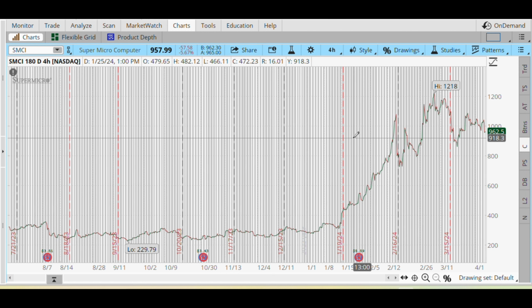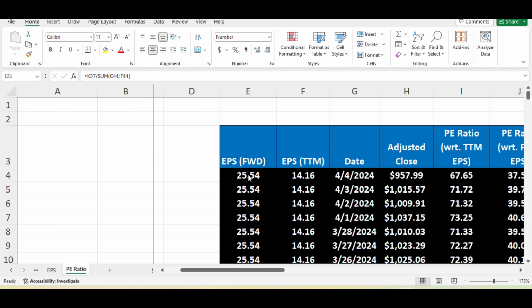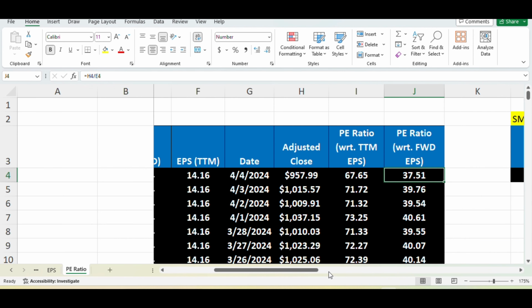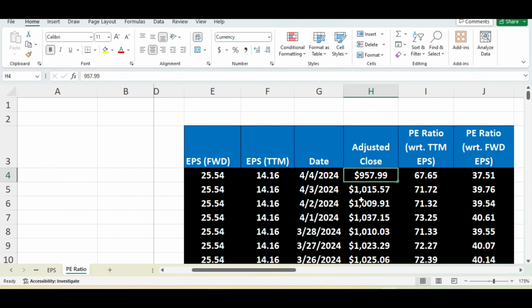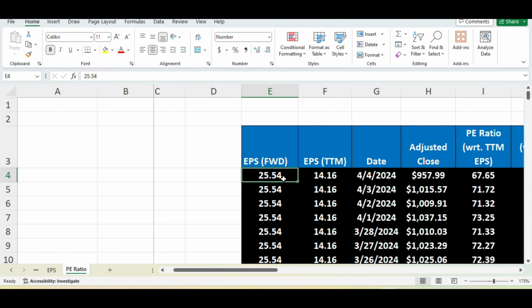Now, let's try to make an assessment of how high SMCI can go before the next earnings. You see this table? I have the EPS forward, EPS trailing 12 months, PE ratio with respect to trailing 12 months EPS, PE ratio with respect to forward EPS, and adjusted closing price for the last 30 days. EPS forward is basically this quarter's earnings actual plus the next 3 quarters' earnings projection. EPS trailing 12 months is this quarter actual plus the last 3 quarters' earnings actuals.